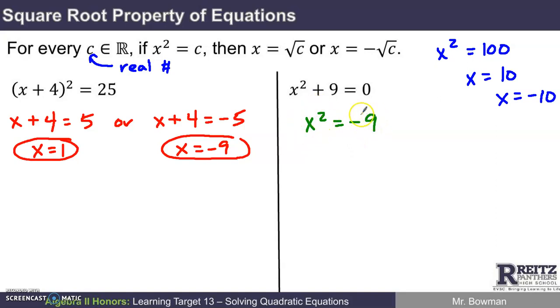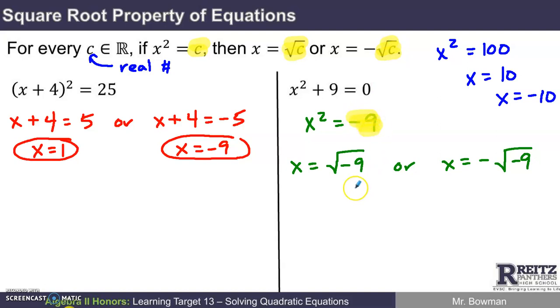Because if x squared equals negative 9, then x can equal the square root of negative 9, or x can equal the opposite of the square root of negative 9. Right? That's just an application of the property as it was written at the top of the page here. If x squared equals some number c, then x equals the square root of c, or the opposite of the square root of c. Well, the number in this case for c is negative 9. So that makes the problem a little more complex, no pun intended, but we can still solve this.